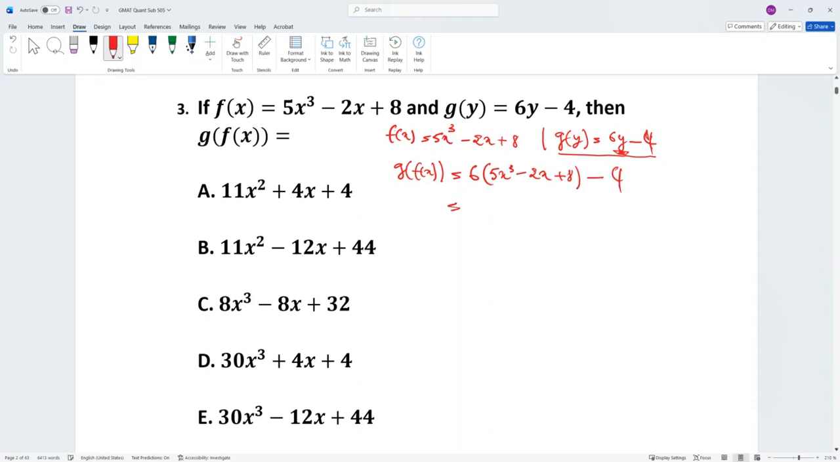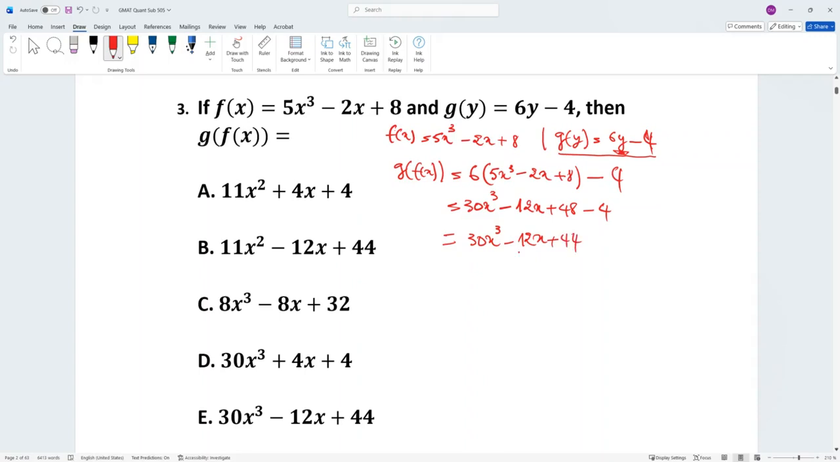So this will give us 6 times 5, 30x^3. 6 times minus 2 here is going to give us minus 12x. And 6 times 8 is 48. And then we have minus 4. Then when we continue, we have 30x^3 - 12x. Then 48 minus 4 is 44.